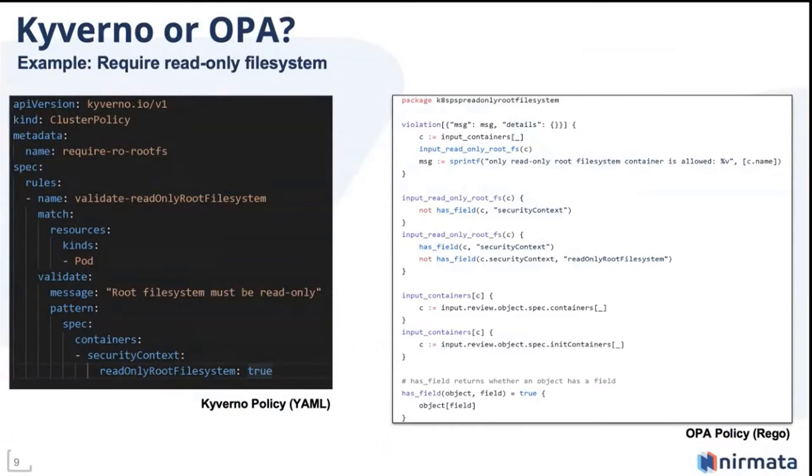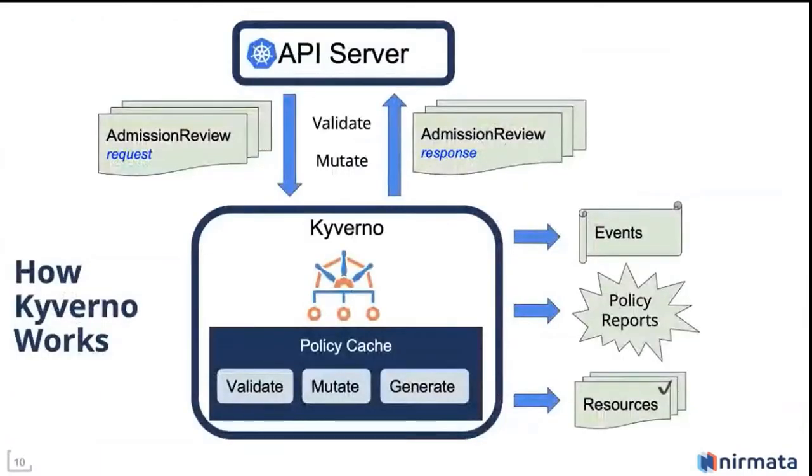There are certain keywords like match and validate, and we'll talk about those a little bit later. But overall, this policy validates and checks if the file system is read only. On the right hand side, you see the same policy written in Rego, and this would be something that you would use in OPA. So this is just to quickly show the slight difference between Kyverno and OPA.